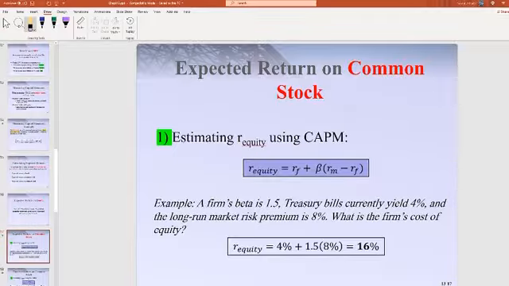Take this example. A firm's beta is 1.5, treasury bills currently yield 4%, and the long-run market risk premium is 8%. What is the firm's cost of equity? Now we are talking about equity. Following the formula, you need the risk-free rate, which is treasury bills at 4%, plus beta, given in the question as 1.5, times RM minus RF, which is the market risk premium. The answer is 16%. So this is one way to calculate the return on common stock.